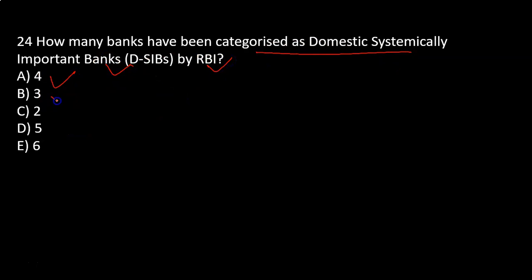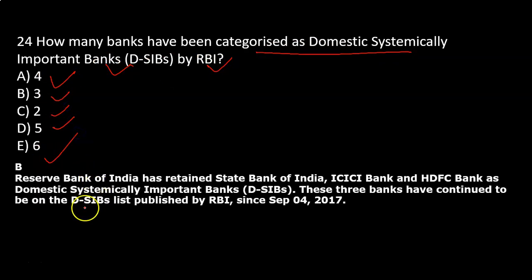Your options are 4, 3, 2, 5, or 6. So the answer is B. The Reserve Bank of India has retained State Bank of India, ICICI Bank, and HDFC Bank as domestic systemically important banks, and these 3 banks have continued to be on the D-SIBs list published by the RBI since September 4, 2017.